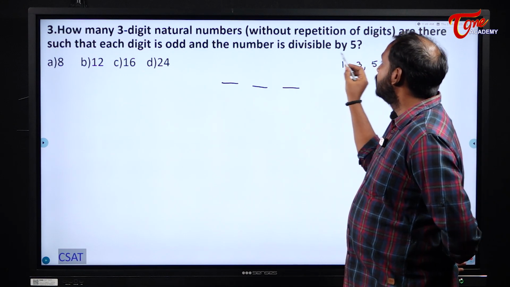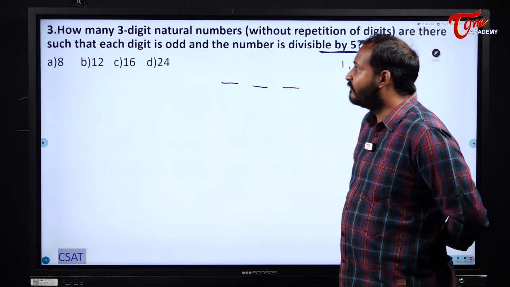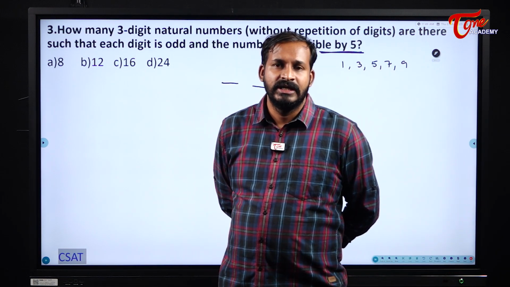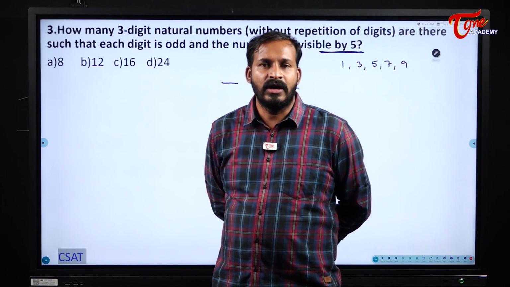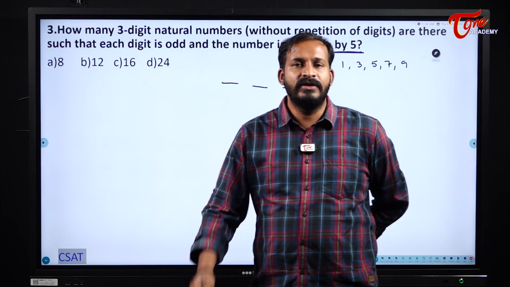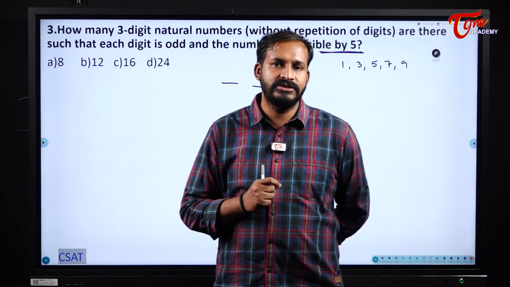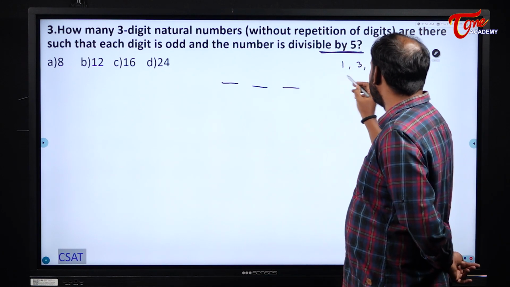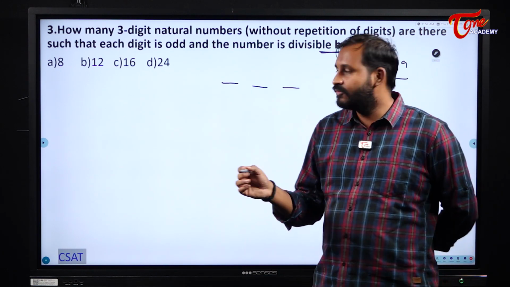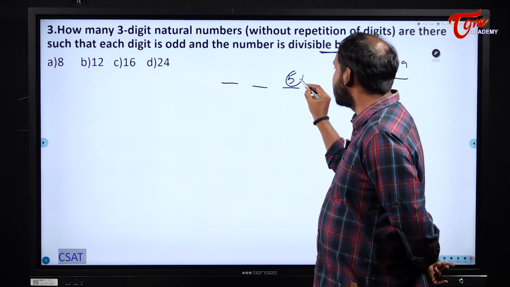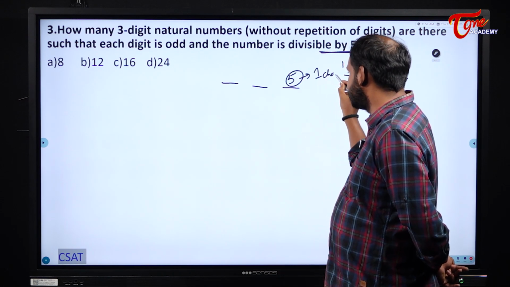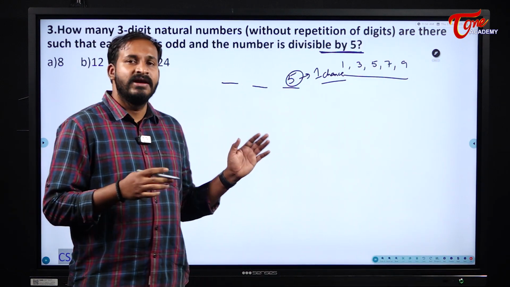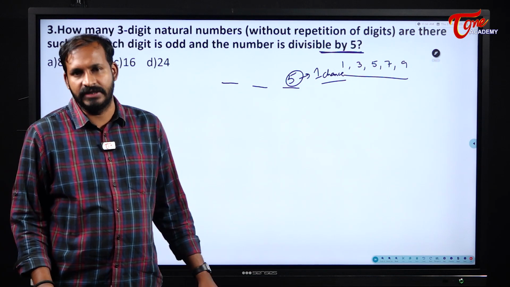Now in this, all the numbers should be divisible by 5. See here students, if a number is divisible by 5, what is the divisibility rule which we have? The unit digit should be 0 or 5. Here in this case I cannot take 0, because 0 is not at all available for me. So definitely my unit digit should be 5. So how many chances will be there for my unit digit? Only one chance, and that is fixed. Indirectly, 5 should be there always at the units place only.